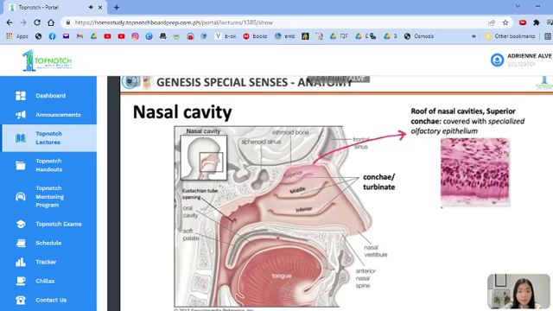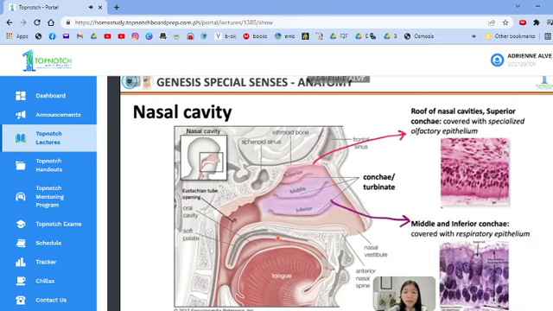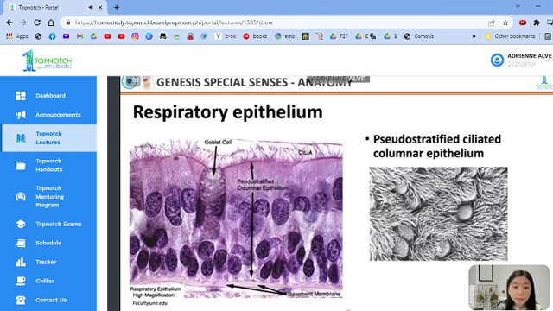So let's take a section of the roof of the nasal cavities. The superior conchae are actually covered with specialized olfactory epithelium, while the rest, the middle and inferior conchae, are covered with respiratory epithelium. So, respiratory epithelium: right on the basement membrane are small rounded basal cells. These are the stem cells.